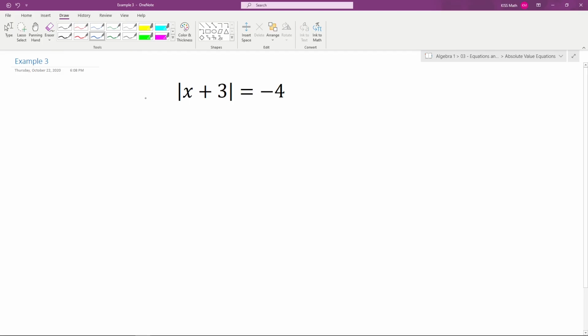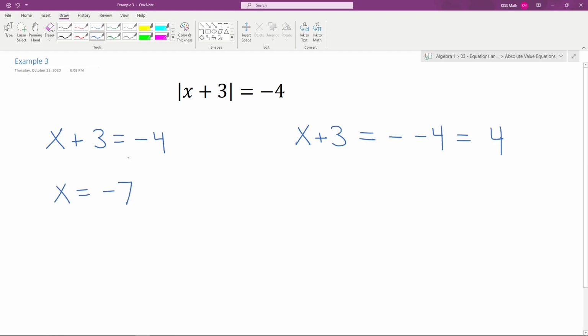Example 3. So our absolute value expression is already isolated, so this one seems pretty simple. So let's make our 2 equations here. We'll have x plus 3 equals negative 4, and then we'll also have x plus 3 equals 4, right? Okay, so this one will solve. x equals negative 7. That's a potential solution. And then over here, we had x plus 3 equals 4, right? So x would just equal 1.